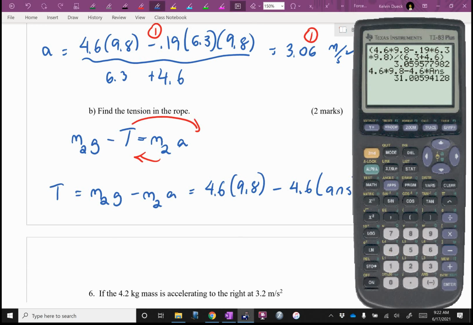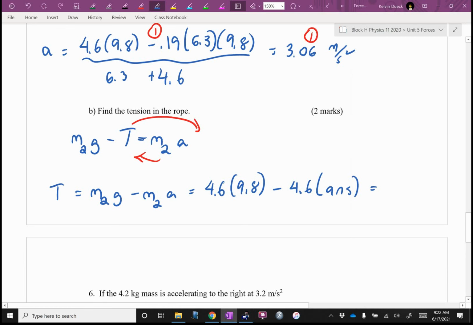Do y'all get 31 even? 31.0? Yes? Yeah. And tension, it's a force, newtons. I would give you a half mark for that, half mark for getting the T by itself, half mark for the numbers, and a half mark for the answer.